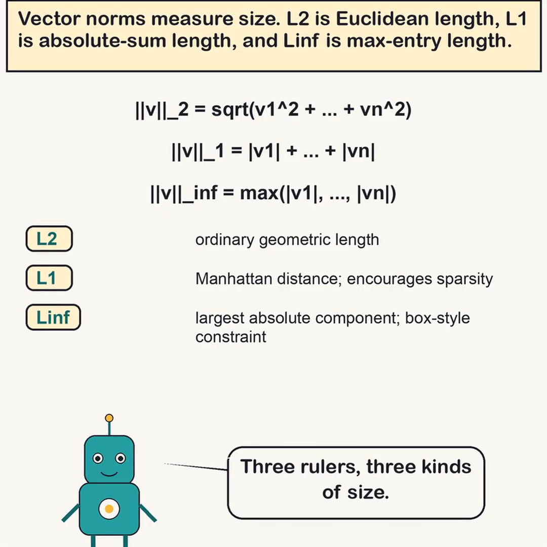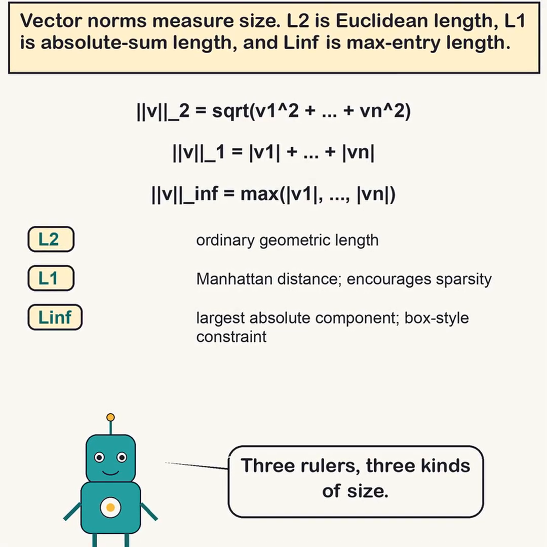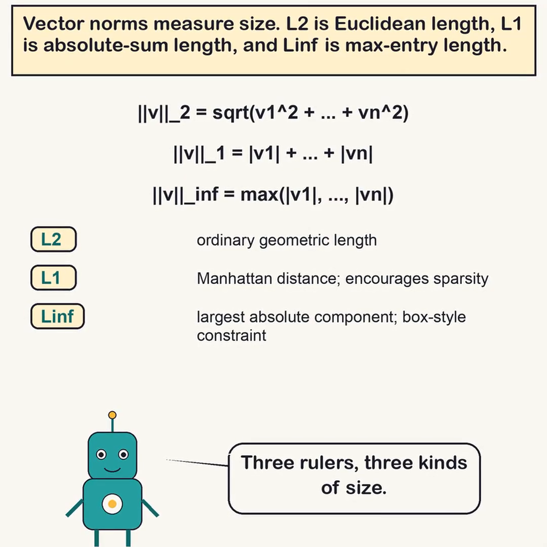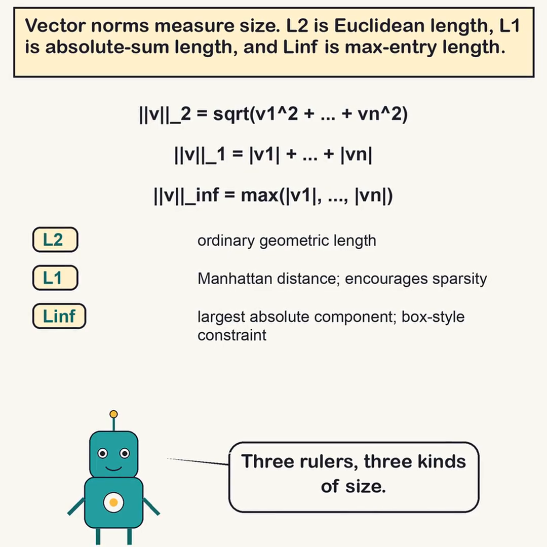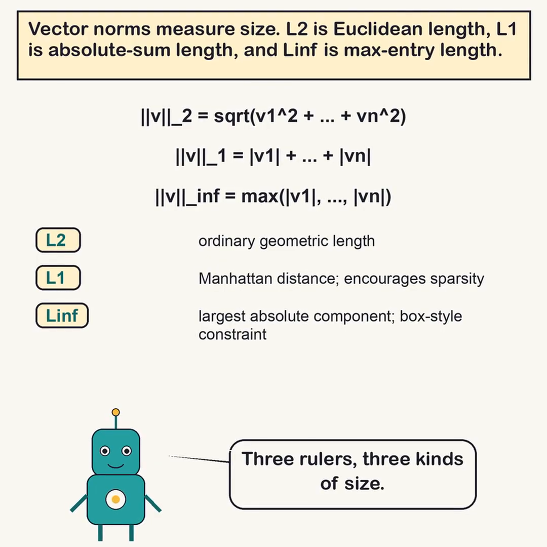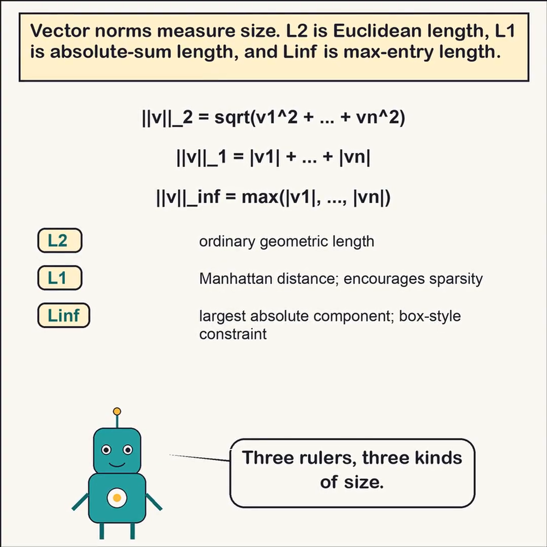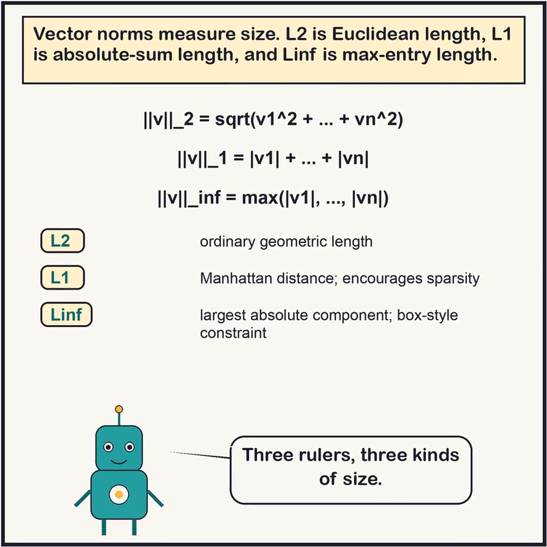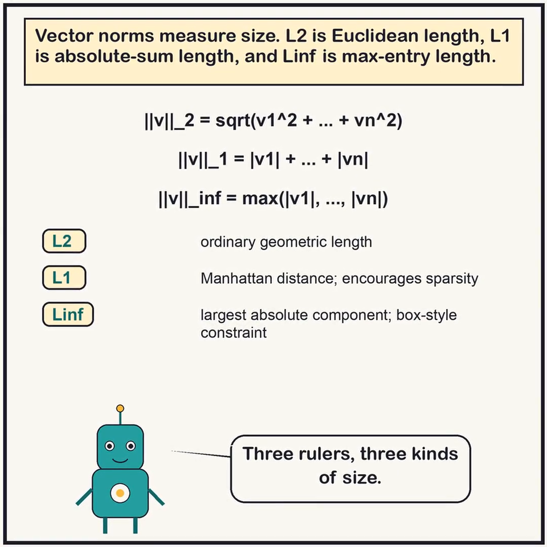Norm, magnitude, and length are different words for vector size. L2 measures Euclidean length. L1 sums absolute values and often encourages sparsity, and L infinity watches the largest component. Real-world analogy: norms are different rulers, straight line distance, city block walking distance, and the single worst component.